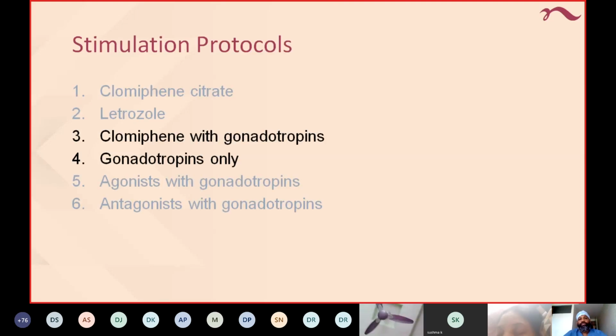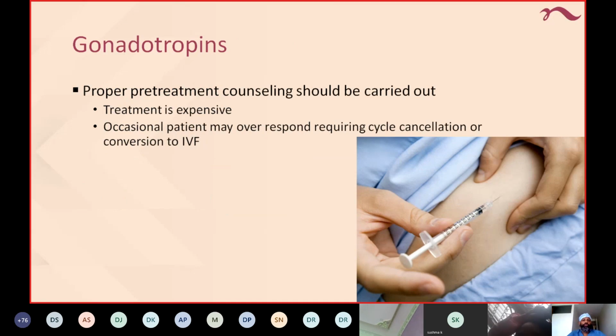Next, clomiphene citrate with gonadotropins, or gonadotropins only. It is very important to know that gonadotropin is one of the most helpful drugs for any of the anovulatory patients. It's a double-edged sword. It can also cause hyperstimulation or other complications if not used judiciously. So proper treatment and counseling should be carried out, because this treatment is expensive.